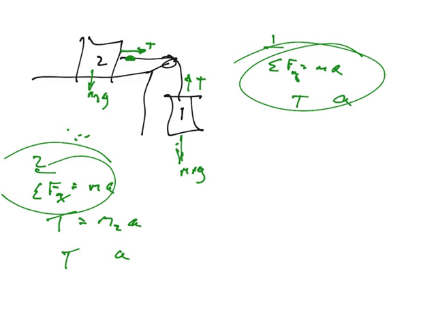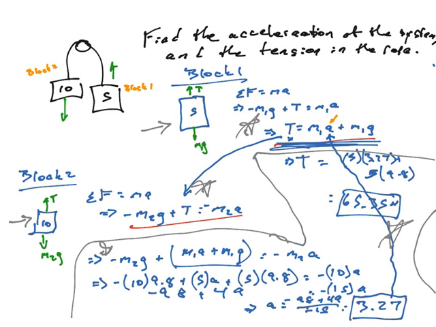Block 1, F equals MA for him. Look at all the Y forces. Block 2, F equals MA for him, but you only look at the X forces. 2 equations, 2 unknowns. Take one of the equations, solve it for T. Now that you have him, plug him into the other guy, and then you have an equation for A. Solve that equation for A, you have one of your answers. Now that you have that A, plug it back into the first, and now you have T. Exactly the same as this previous example.